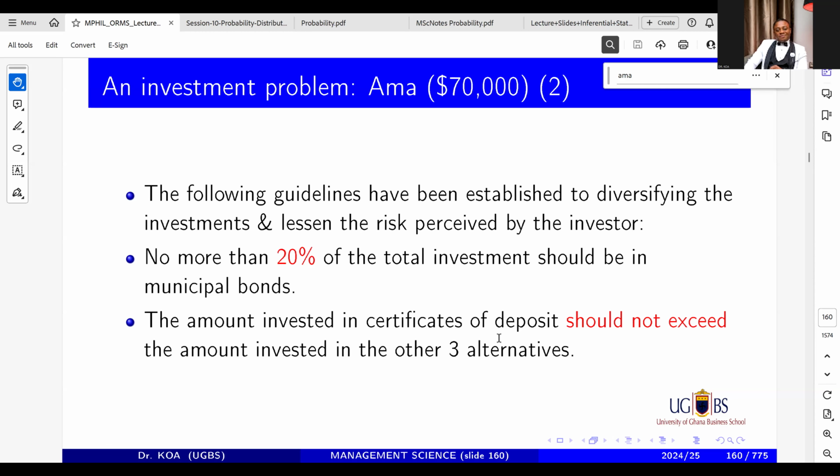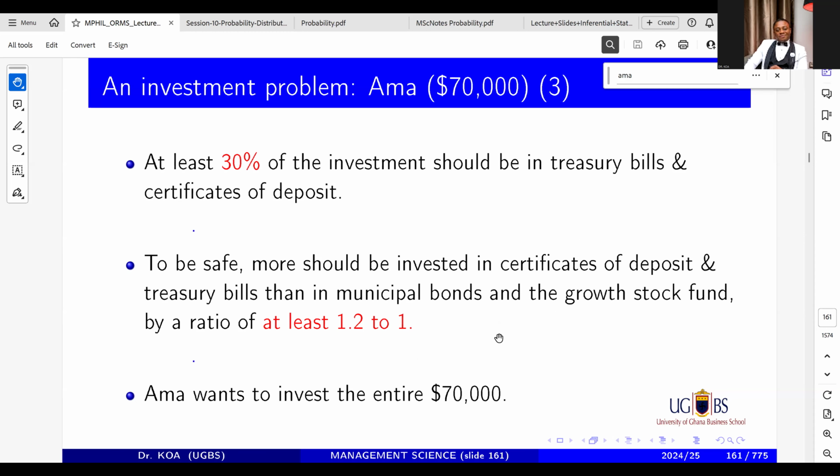Again, you are supposed to help her formulate this. At least 30% of the investment should be in treasury bills and certificate of deposit. To be safe, more should be invested in certificate of deposit and treasury bills than in municipal bonds and growth stock fund by a ratio of at least 1.2 to 1. And finally, she wants to invest everything. All the $70,000. She wants to put everything into the 4 alternative investments.